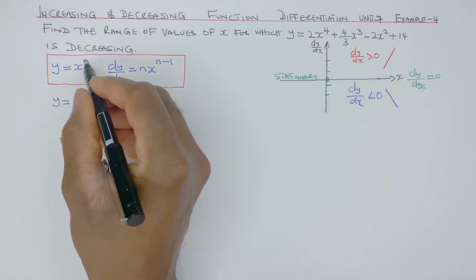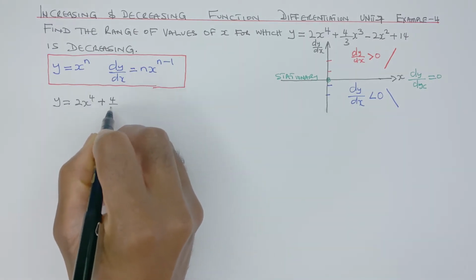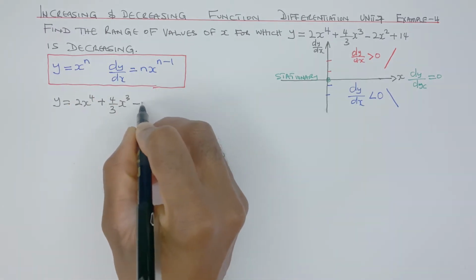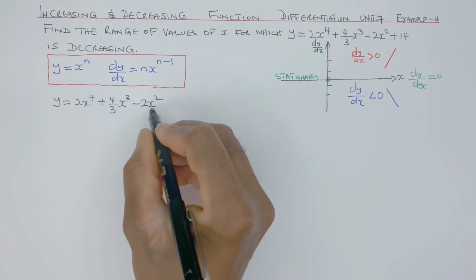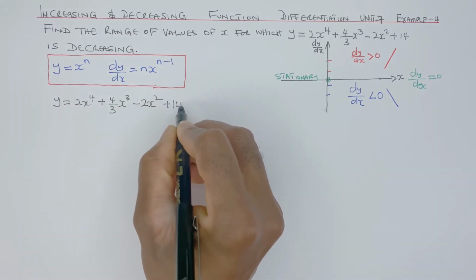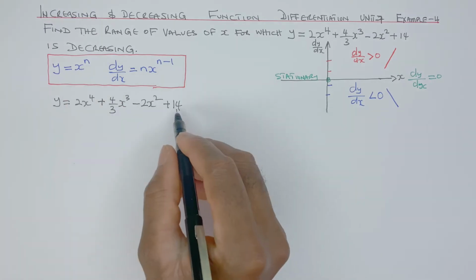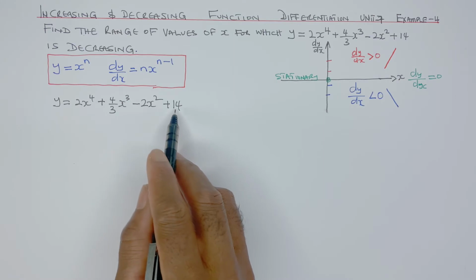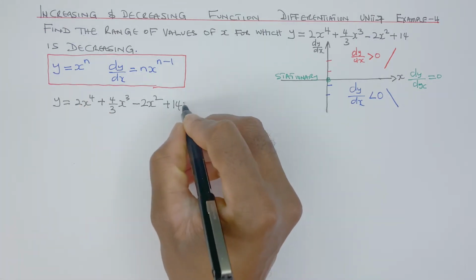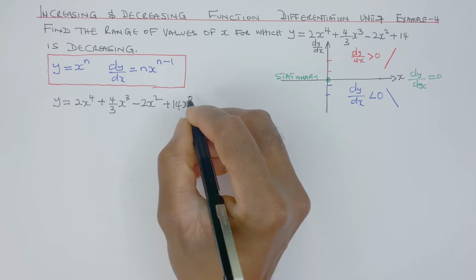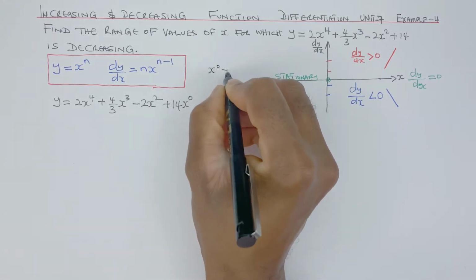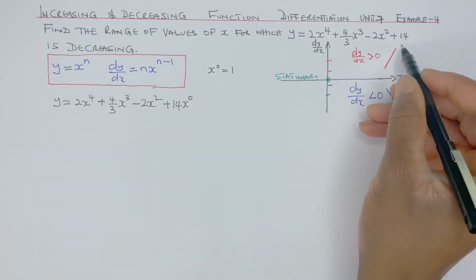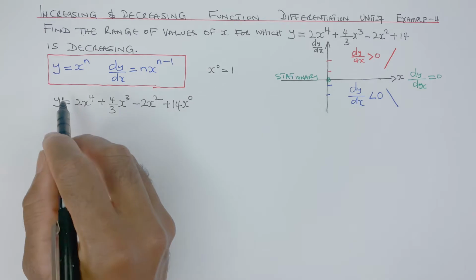The function we have is y equals 2x to the power 4 plus 4 over 3 x cubed minus 2x squared plus 14. The 14 doesn't look like the other terms, but every term, because there are 4 terms here, has the same variable, x, in this case to the power 0. Anything to the power 0 equals 1. So 1 times 14 is 14.